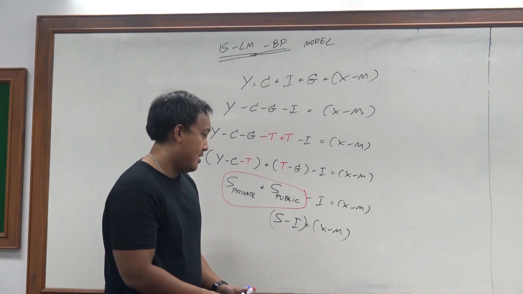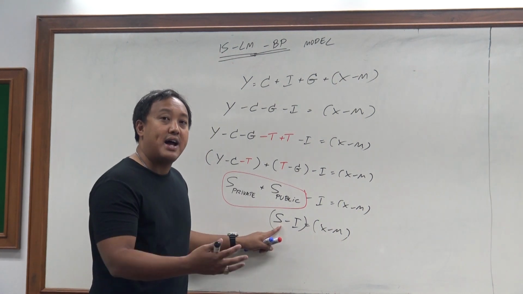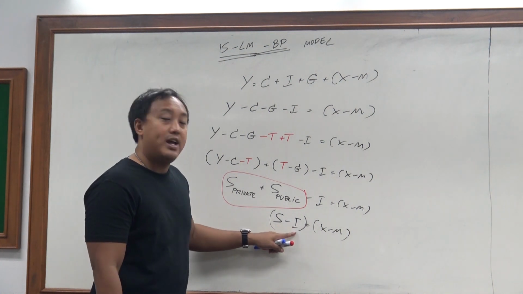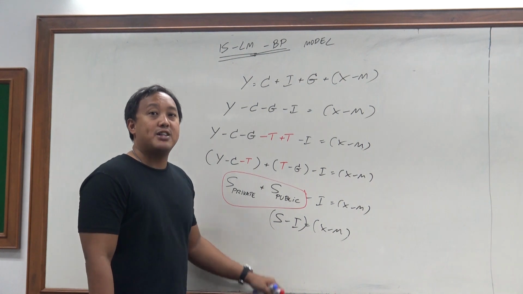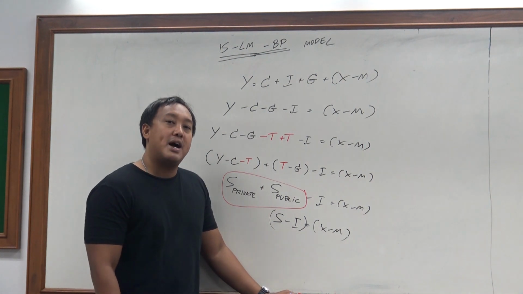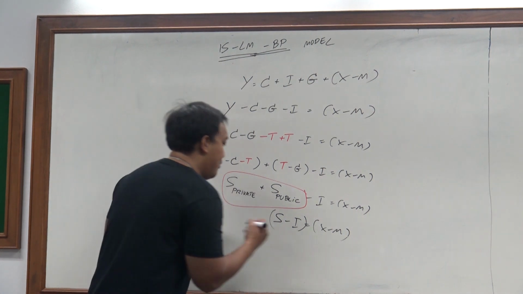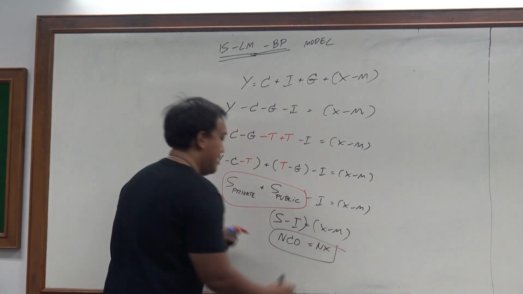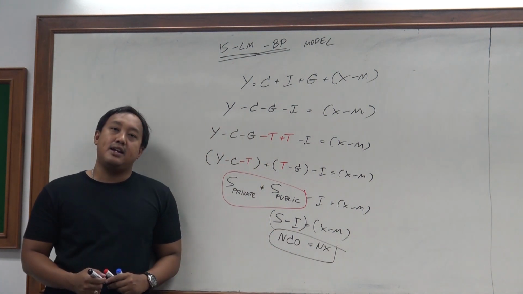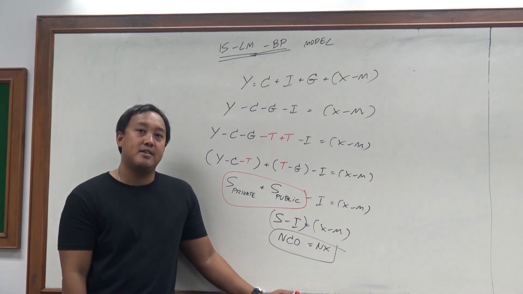What does it mean? Saving minus investment. Saving is how the people in the whole country save the money. Investment is about how we borrow the money. Investment is how the business sector borrows the money and invests in the business. So this one we call NCO, and this one we call NX. NCO means net capital outflow, NX means net export.